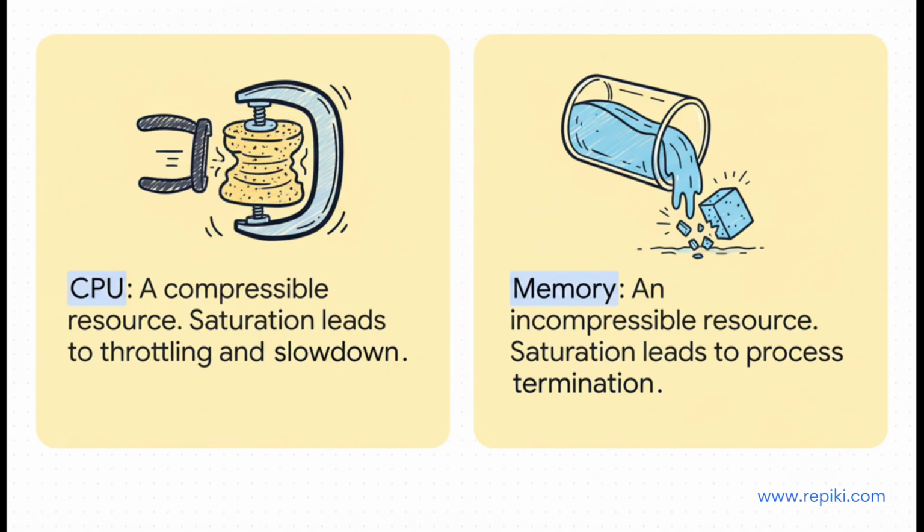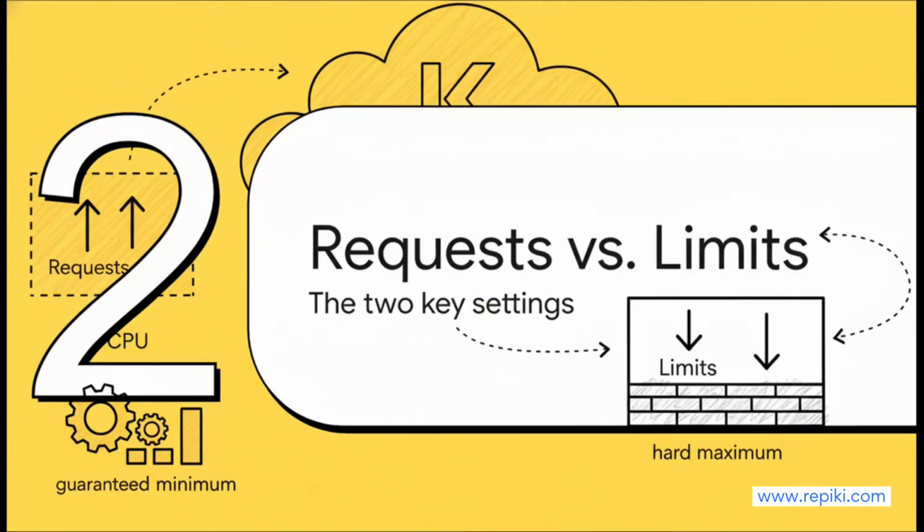CPU is what we call a compressible resource. If things get tight, the system can just slow processes down. It gets throttled. But memory is incompressible. When it's full, it's full. There's no slowing it down. Something has to give. Something has to be terminated. And it's this crucial difference between CPU and memory that leads us to the two most important tools Kubernetes gives us to manage our resources: requests and limits.